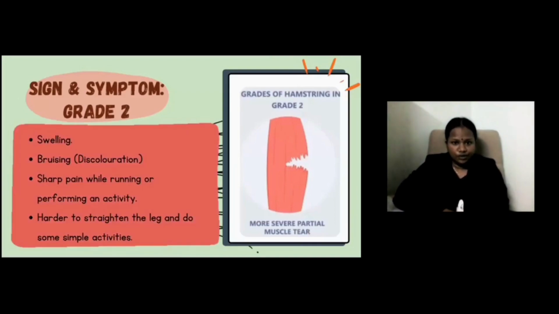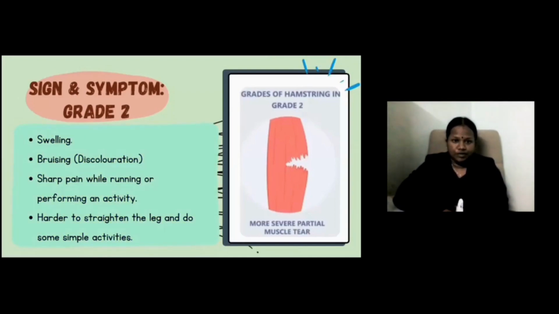Signs and symptoms of grade 2 hamstring strain. Signs are swelling and bruising, also known as discoloration. Purplish marks can be seen around the injured area. Symptoms are sharp pain while running or performing an activity. The injured person will find it much more difficult to straighten their leg and do simple leg movements.